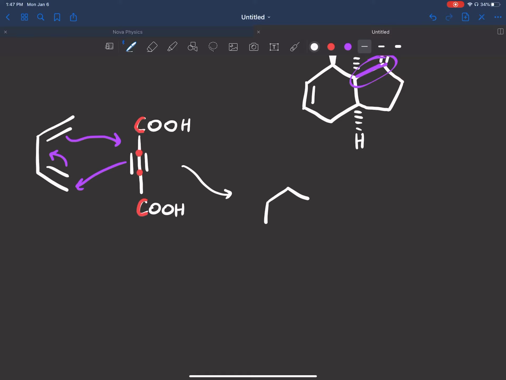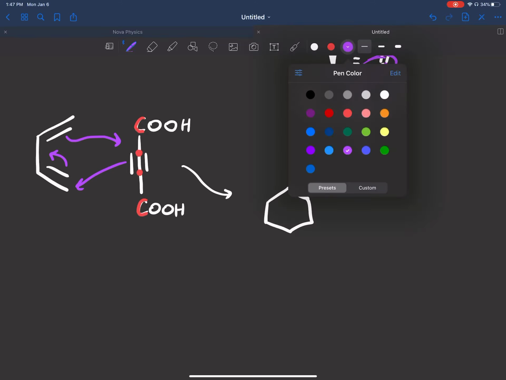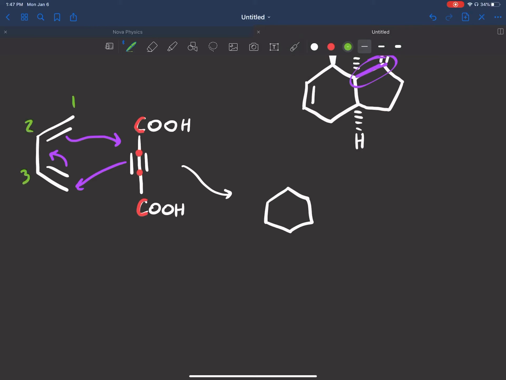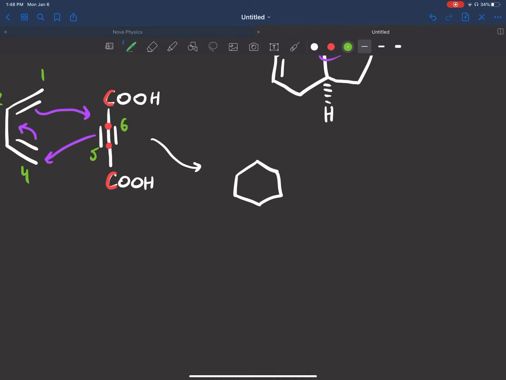You're going to draw that ring. And let me just number the carbons too. 1, 2, 3, 4, 5, 6. 5 and 6 are the carbons part of that triple bond. So carbons 2 and 3 get the double bond.